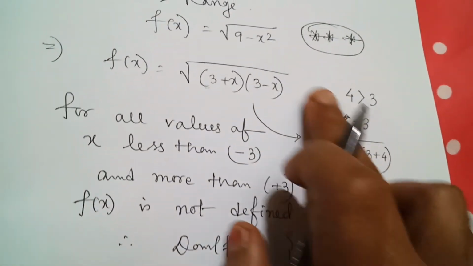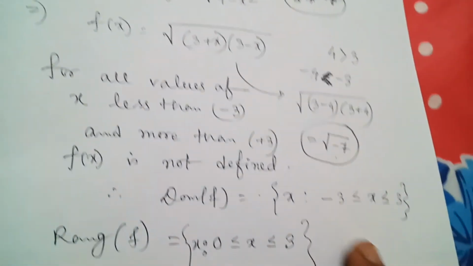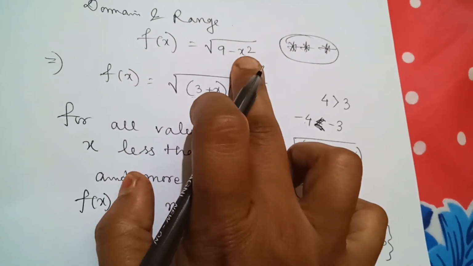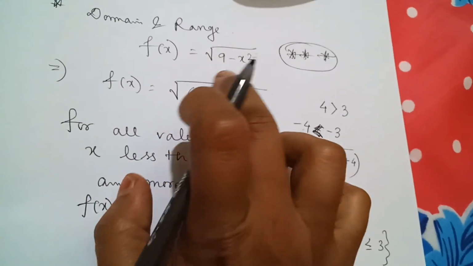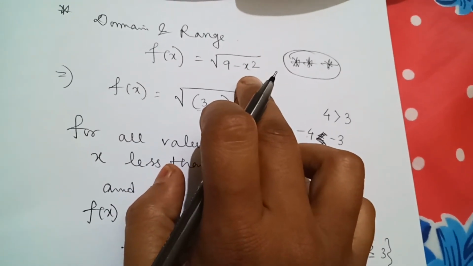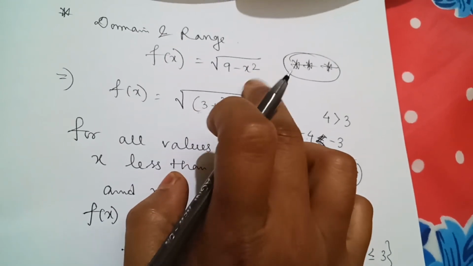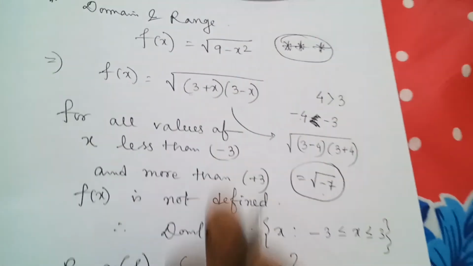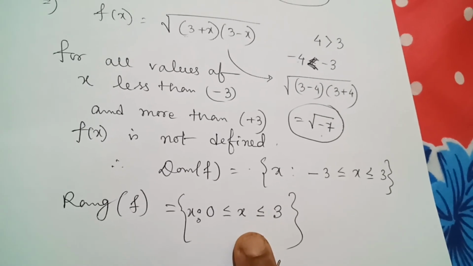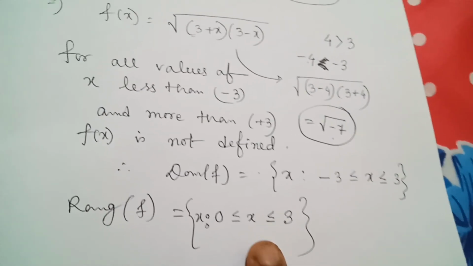It means it can be 0. Look, you can take x as anything from this domain. If you take -3 or 3, f(x)'s value will be 0. If you take anything between -3 and +3, it will always be less than 3. So ultimately the range is 0 less than or equal to f(x) less than or equal to 3.